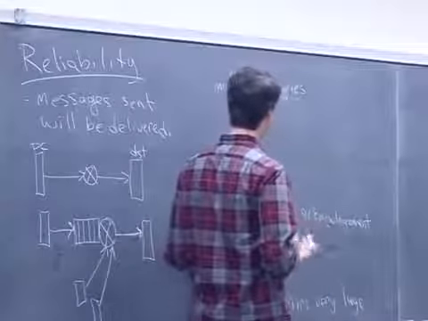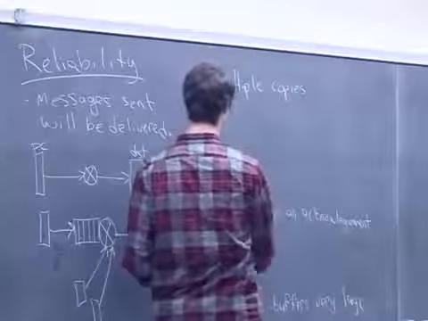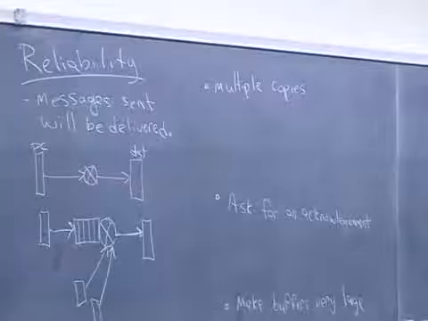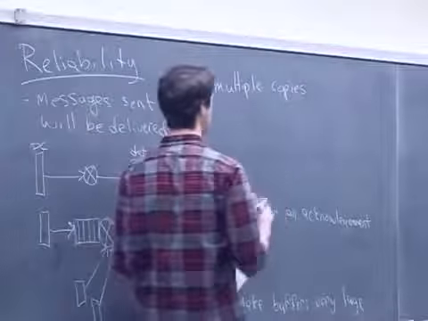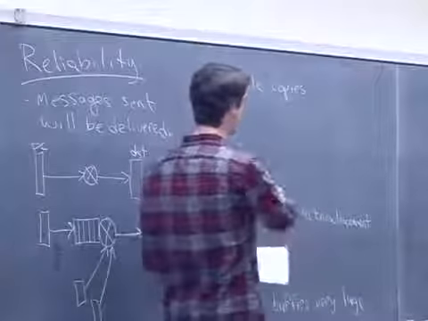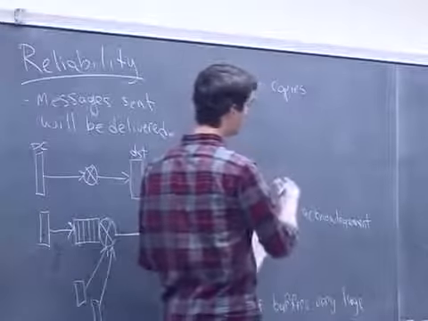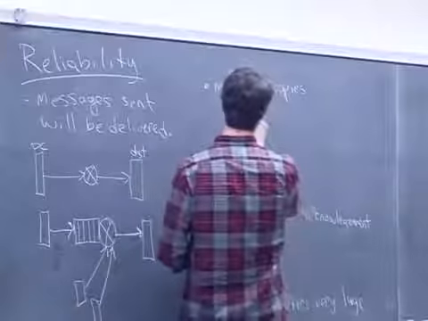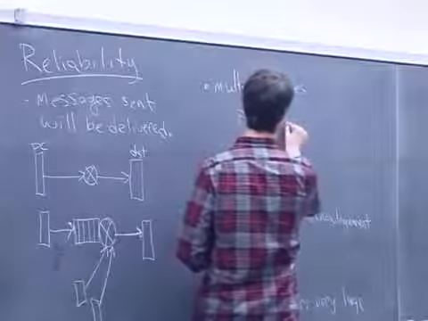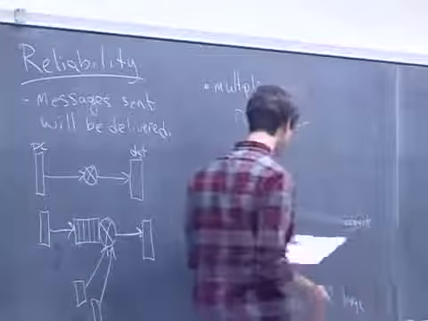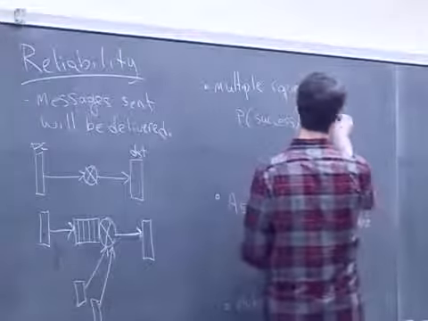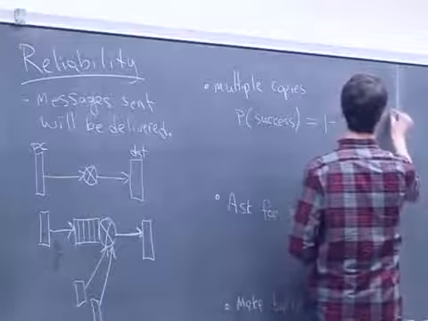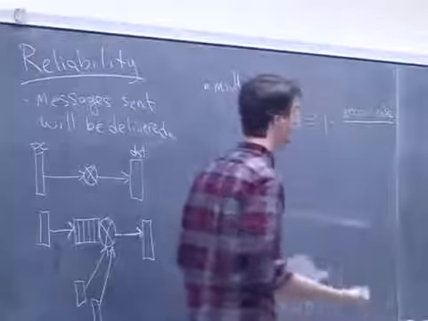And so let's analyze each of these real quick. So if we send multiple copies, are we guaranteed that the message is going to get through? No, we're not guaranteed, right? But we can send as many copies as we want to push the probability of success towards 1, right? So the probability of a successful communication is equal to 1 minus the error rate in the channel divided by the number of copies sent.